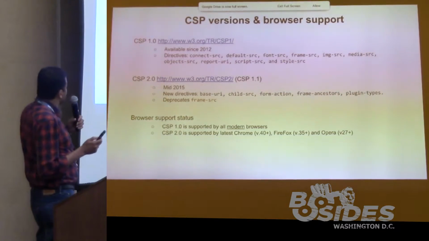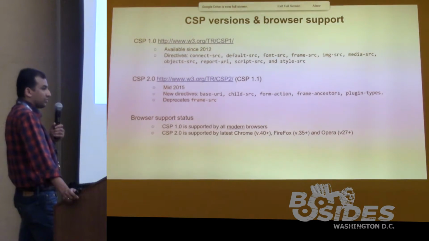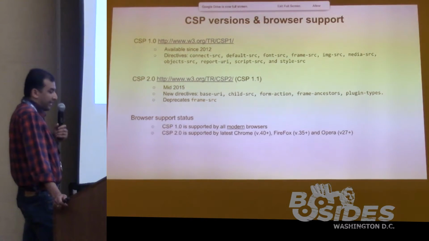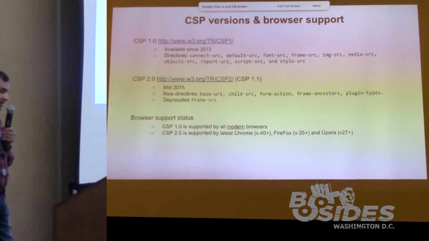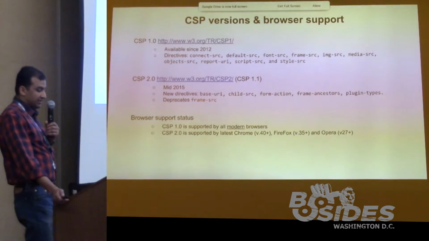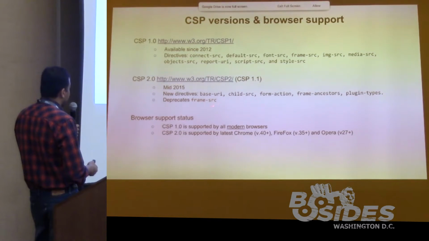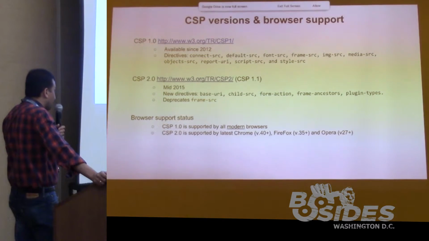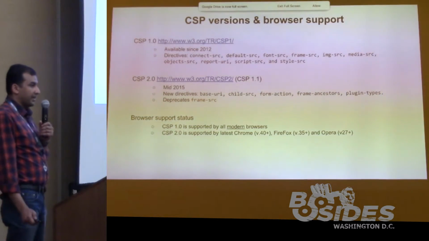We'll go over CSP versions and browser support. There are two major revisions, CSP1 and CSP2. CSP1 has been available since 2012 on all modern browsers, including Chrome, Firefox, Opera, Safari, and Edge. There is very limited support on IE. Most of the fetch directives are part of CSP1. CSP2 was released very recently, a couple of months back, and adds interesting directives such as form-action, frame-ancestors, and plugin-types. It also deprecated frame-src in favor of child-src. CSP2 support is available in Chrome, Firefox, and Opera, and is not right now available on Safari and Edge.